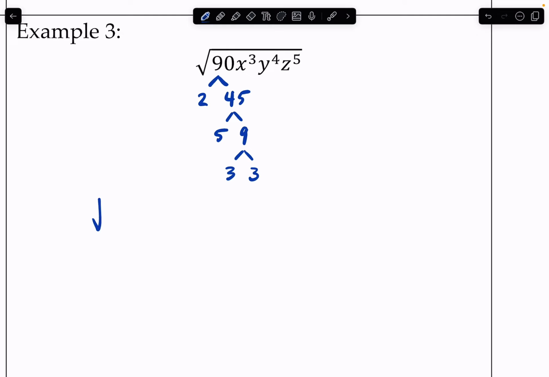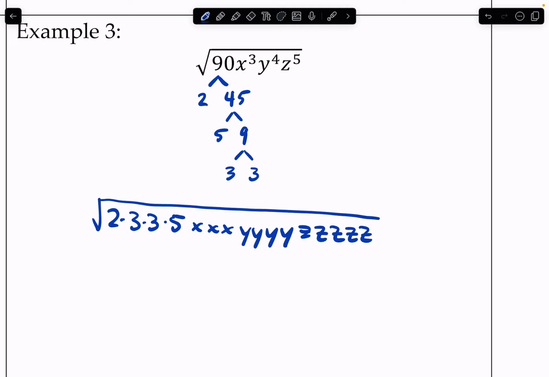So 90 can be rewritten as 2 times 3 times 3 times 5. And then I'm going to take all these variables and rewrite them as their repeated multiplication. So x cubed is x times x times x. Y to the fourth is y times y times y times y. And z to the fifth is z times z times z times z times z. So this is what I mean by breaking the numbers and the variables down into their smallest possible pieces. And then we are going to look for pairs that we can find the square root of.